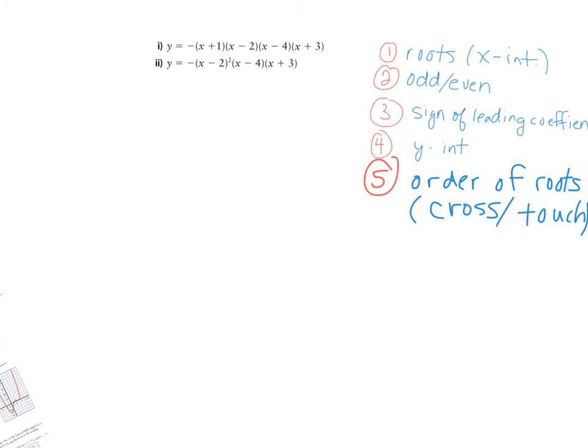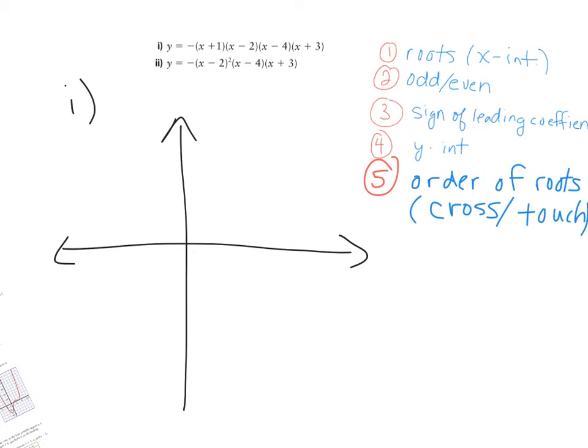So let's focus on I first. I'm going to do that one first. Let's just sketch it out. And if you want, maybe you can pause the video and try this if you're feeling like you're ready to do that. Okay, so first my roots. I can tell my roots simply by setting each of these factors to 0. So x plus 1 is going to give me a root at -1. x minus 2 is going to give me a root at +2.